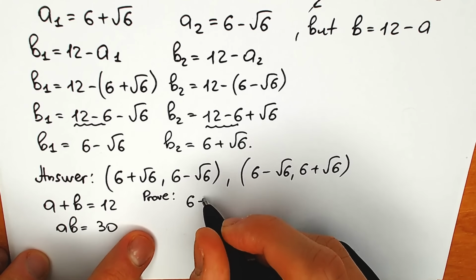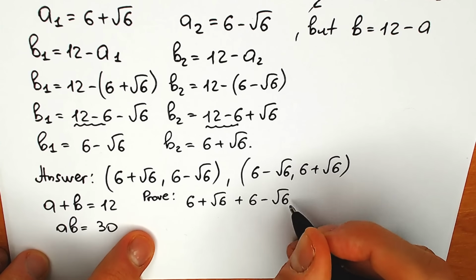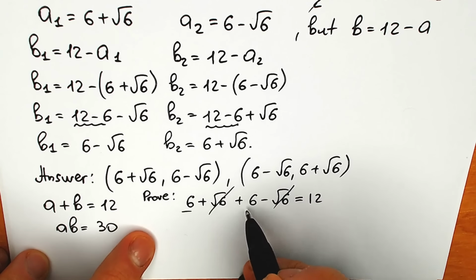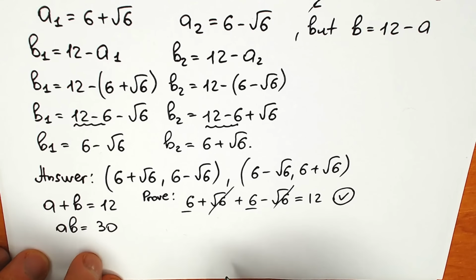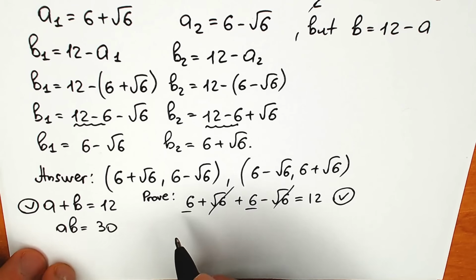So we have 6 plus square root of 6 plus 6 minus square root of 6 equal to 12. And I really hope you see that when we cancel it, we have 6 plus 6, we have 12, and this is our answer to this equation, to this question. So addition works perfectly. And our last step, we're gonna check our multiplication.